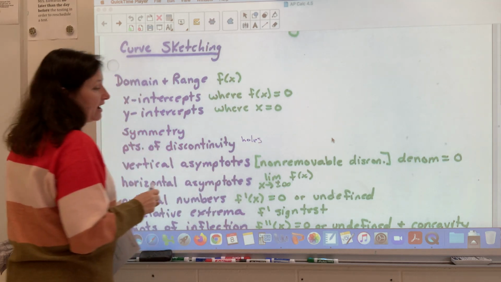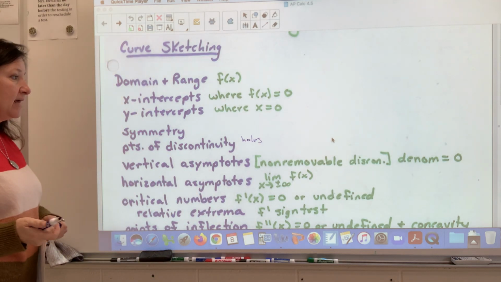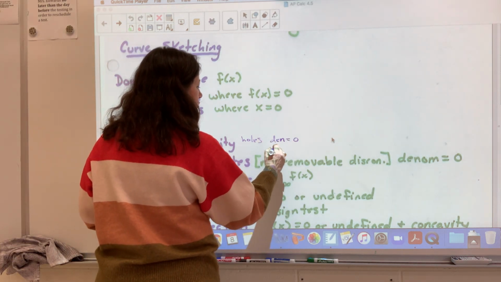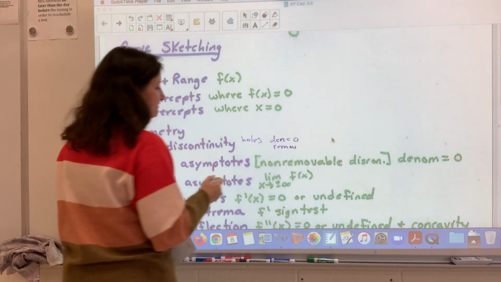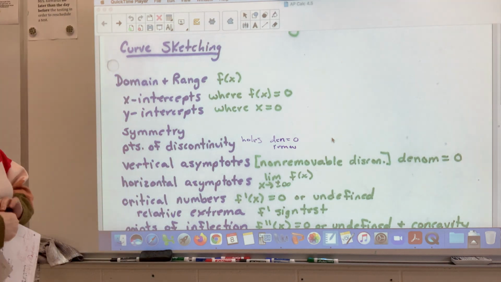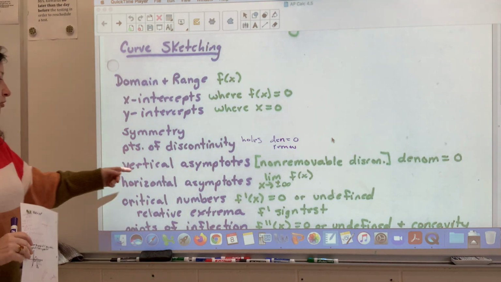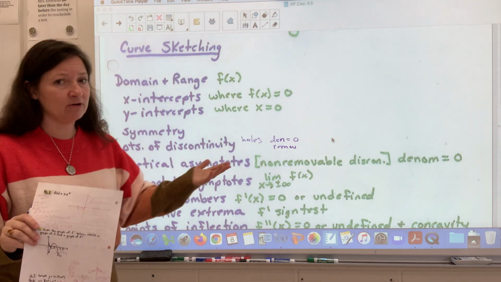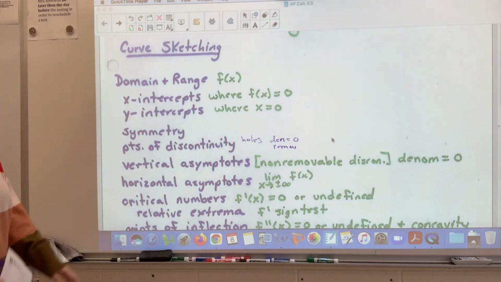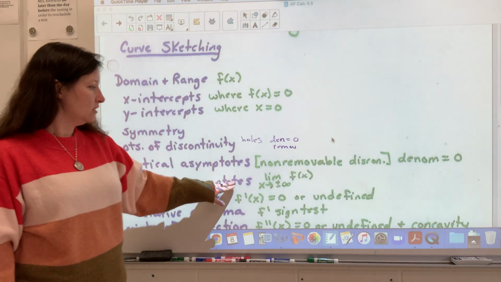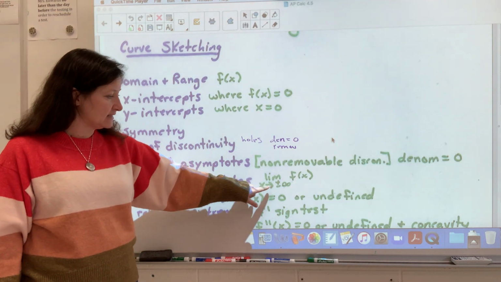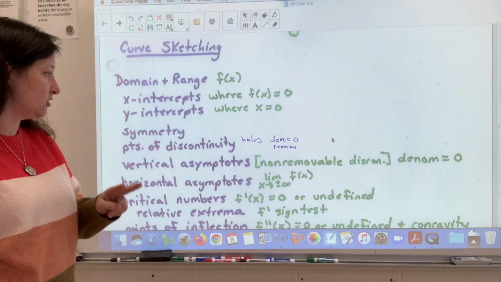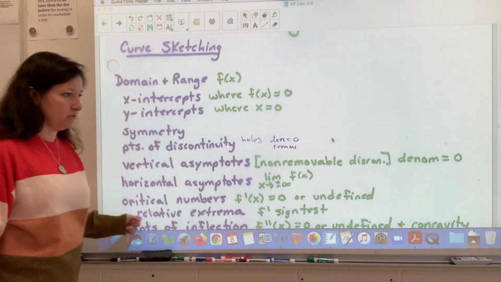Holes in your graph would be what makes the denominator equal 0, and you can remove it. So if you can factor it out, what makes the denominator equal 0, you've got a hole in your graph. A vertical asymptote would be a non-removable discontinuity: your denominator equals 0, but you can't remove it. Horizontal asymptotes you're going to find by finding the limits as x approaches positive and negative infinity. Always both directions.